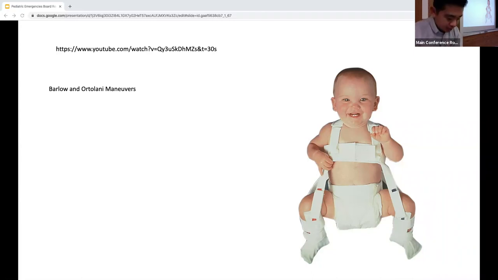Yeah, what Dr. Shore is saying is that those two maneuvers are painless. So if you do feel the patient wincing or in pain, you should be concerned about something else, like a fracture or something like that.